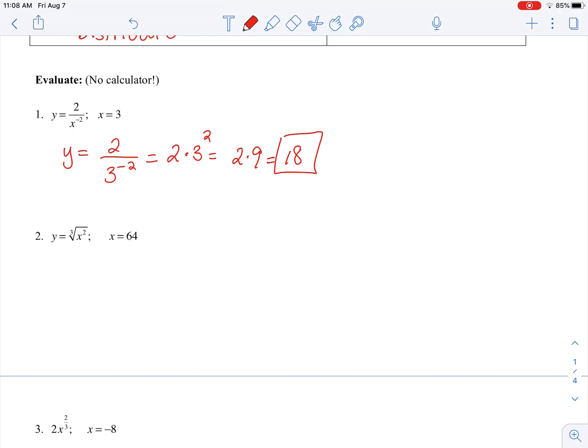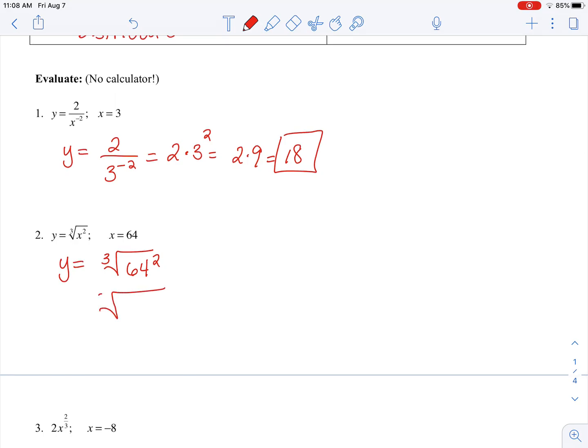In example 2, I have y equals the cubed root of x squared. So this is a perfect example of, I have the cubed root of 64 squared. Now it does not make sense to square 64 first. So if I'm evaluating this in my head, I'm going to take the cubed root of 64 and square it. The cubed root of 64 is 4. 4 squared is 16.